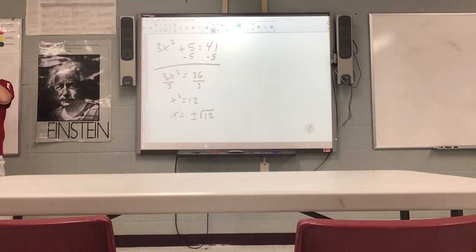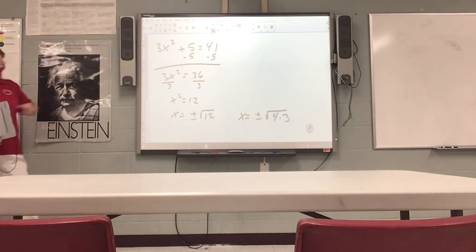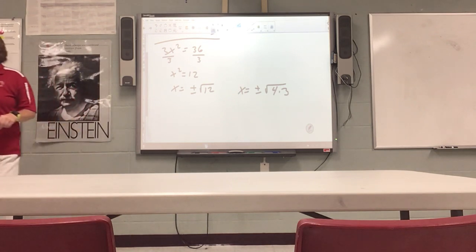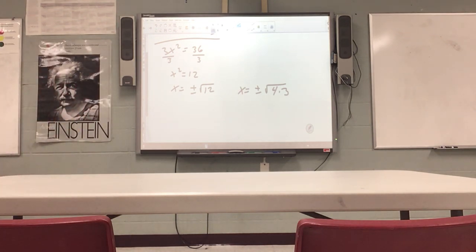So I got to work my way backwards and see if one of those will go evenly into 12. So will 9 go evenly into 12? No. Will 4 go evenly into 12? Yes. So this is going to say x is equal to plus or minus the square root of 4 times 3. And now if it's a perfect square, I'm going to bring it out to play wiffle ball. If it's not, it's got to stay in the house and do chores. So 4 is a perfect square. What is the square root of 4? 2. So I've got plus or minus 2. And then 3 stays in the house. That's it.